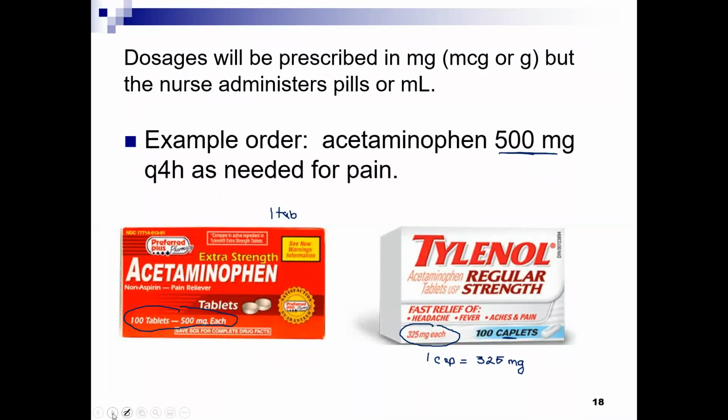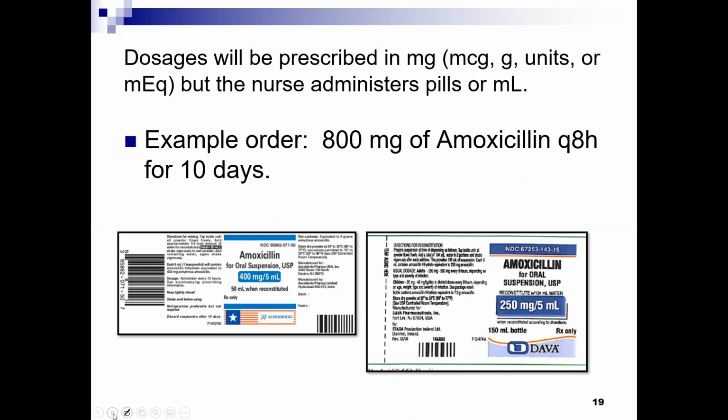Let's take a look at a liquid example. For this one, I have amoxicillin, which is used to treat things like earache. It's an antibiotic. And so giving the right amount is super important because we need to kill the bacteria. And if we give the wrong amount, we give the bacteria a chance to mutate and become antibiotic resistant.